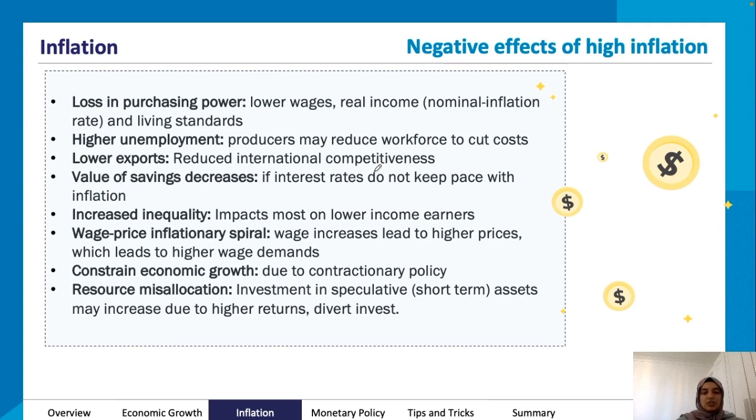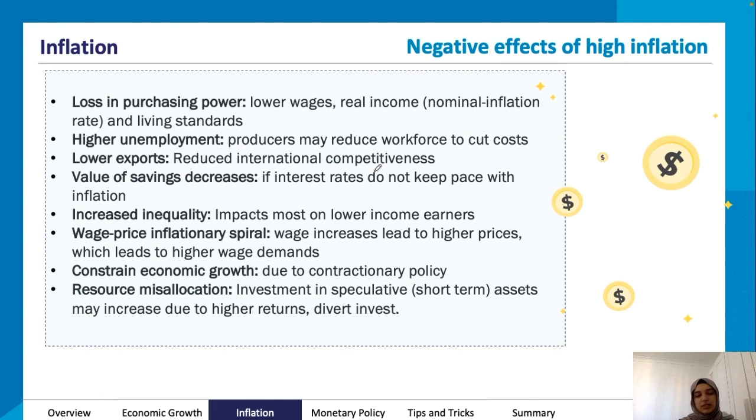Okay, constrain economic growth. So this is due to contractionary policy. So it's really essential to understand what that involves. So obviously when we have high inflation, it's going to cause a bit of issues in terms of contracting the economy. Resource misallocation is another negative effect of high inflation. This idea that investment is speculative on short-term assets, which may increase due to higher returns. So they divert investment.